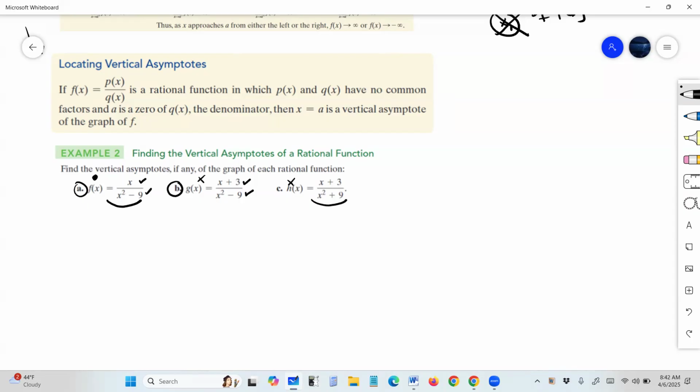All right. So we should be able to, after this video, be able to find the domain of a rational function and be able to find the vertical asymptotes using this technique.